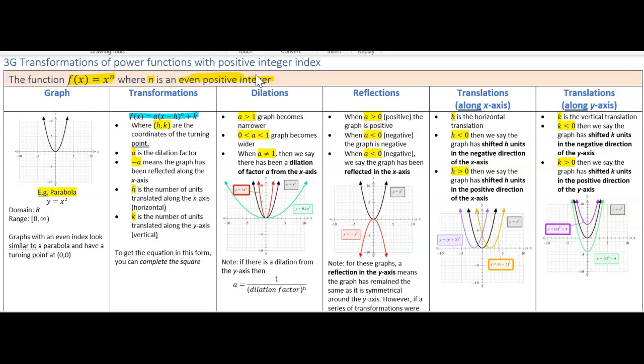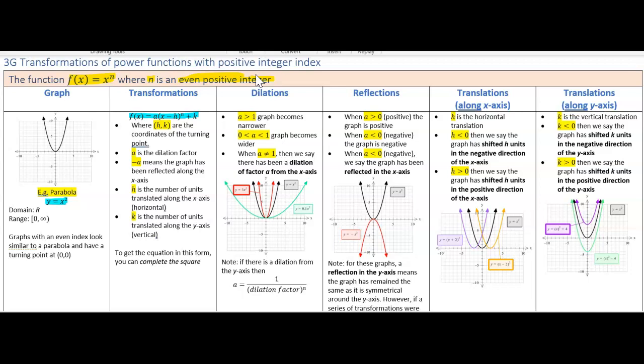So we're looking at a parabola, so just y equals x squared is your basic parabola, but these rules, I use that word loosely, apply for any function where our power is an even positive integer. So what I've got is a graph of a parabola. The domain is R, so that means x can take on any real value, and your range is going from 0 to infinity. Now, obviously, your parabola can move around.